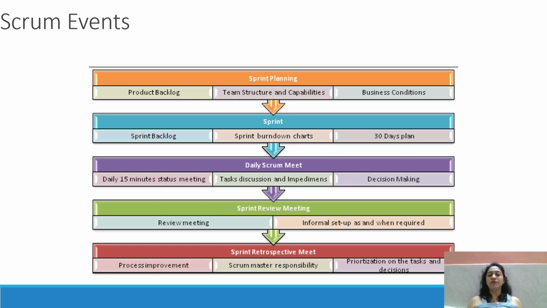So we discuss and decide as per the team structure and the capabilities. We are going to choose some user stories to develop in the next iteration, this sprint. The output will be the sprint backlog, and sprint burn down charts will be there. It is a 30-day plan at most, but we always do a 2-week plan.